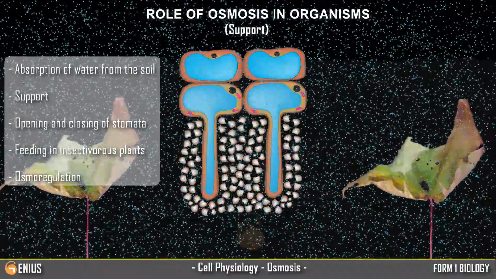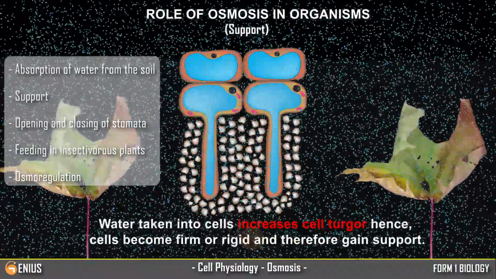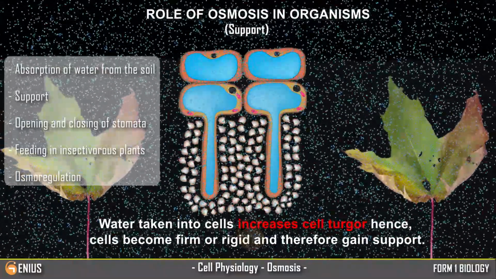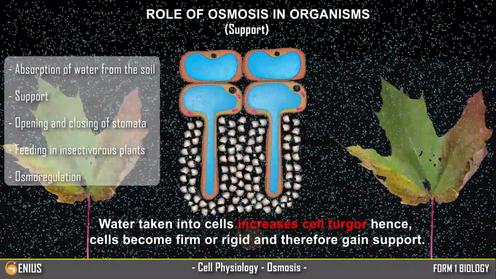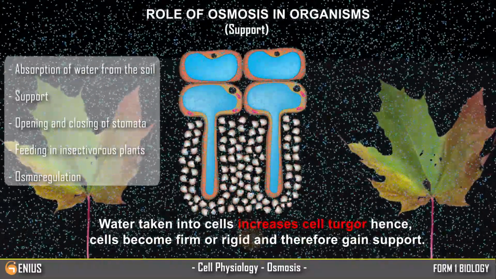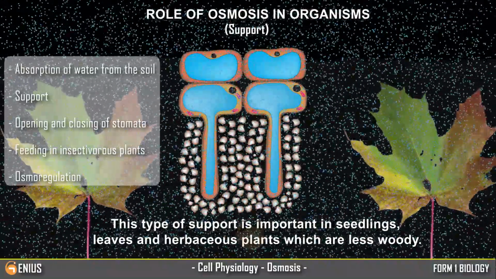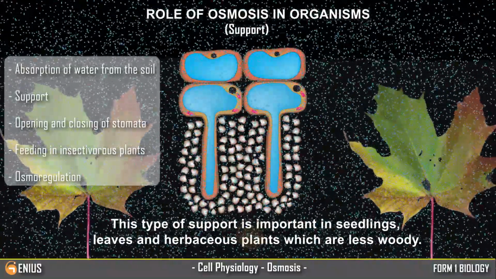Support. Water taken into cells increases cell turgor, hence cells become firm or rigid and therefore gain support. This type of support is important in seedlings, leaves and herbaceous plants which are less woody.